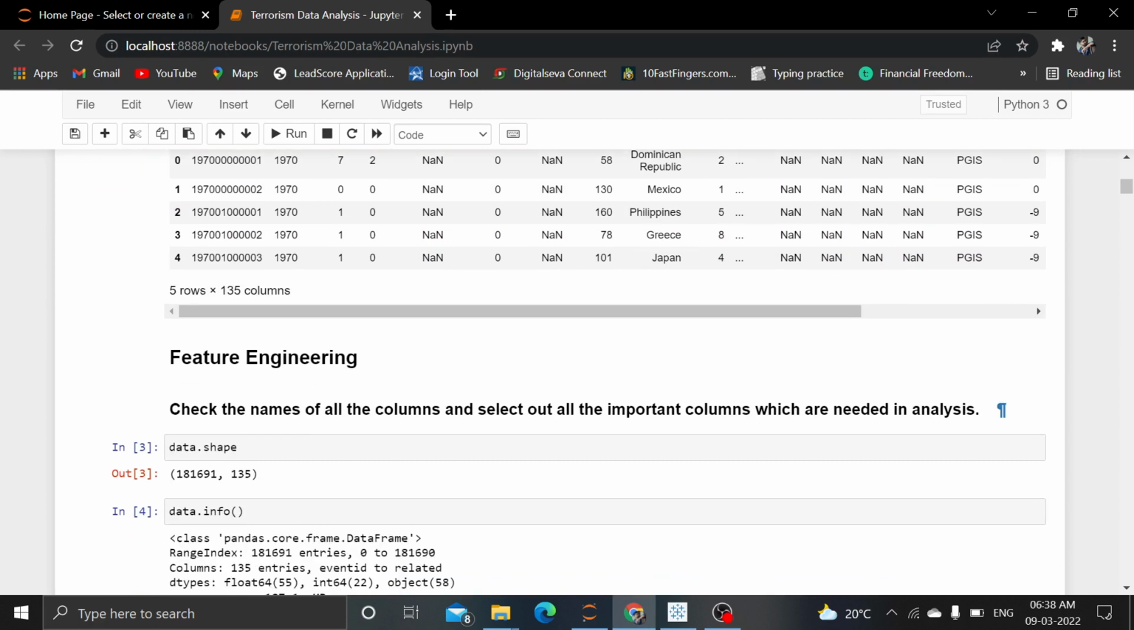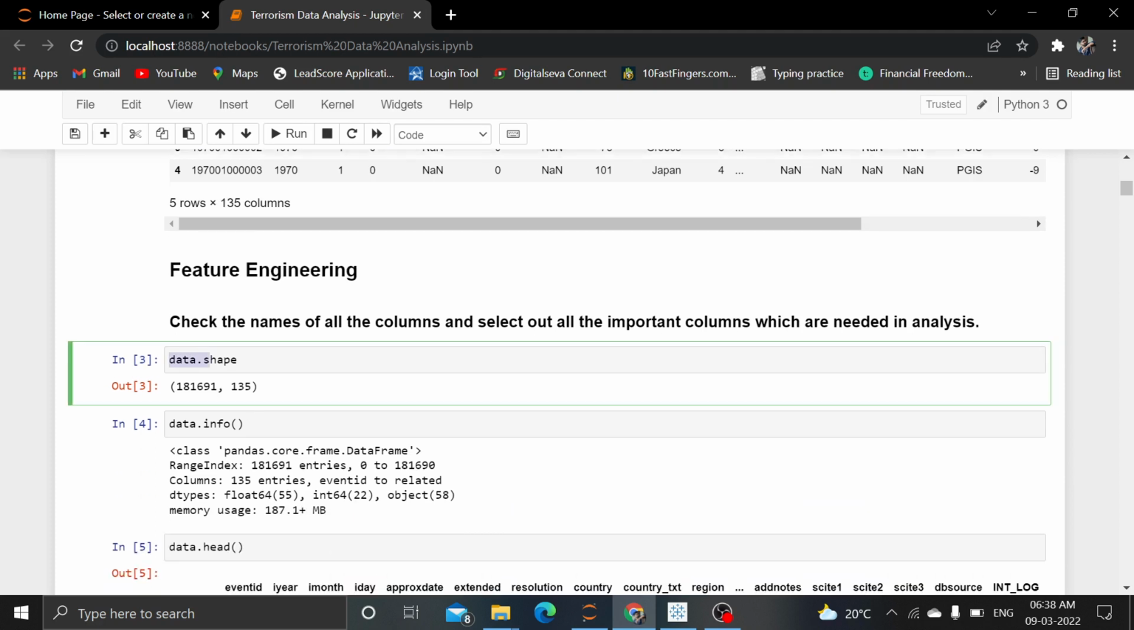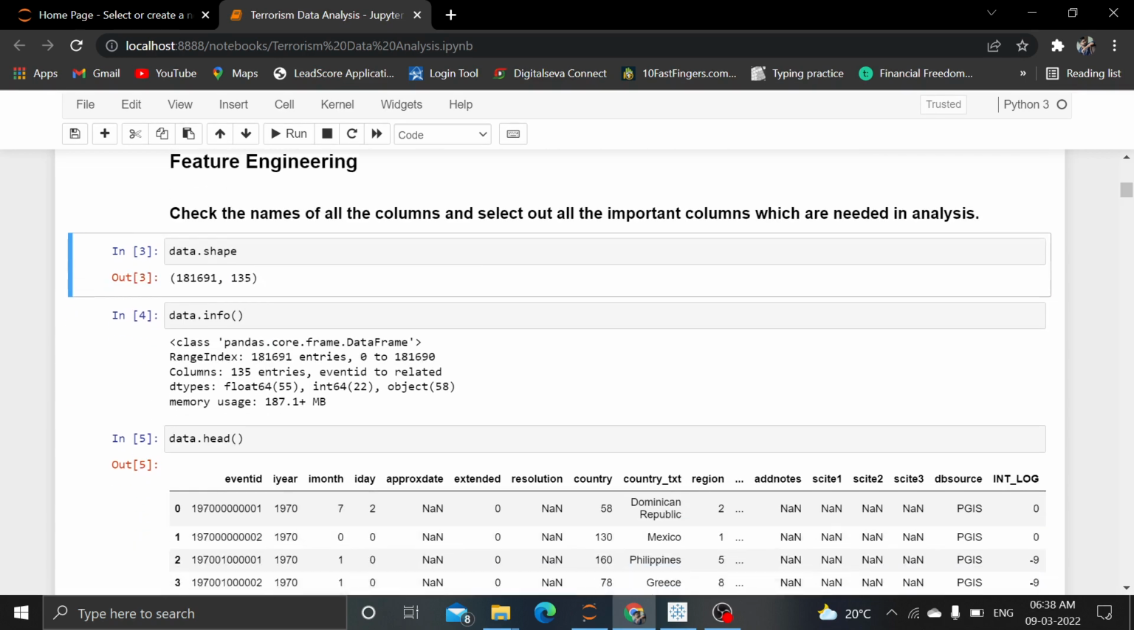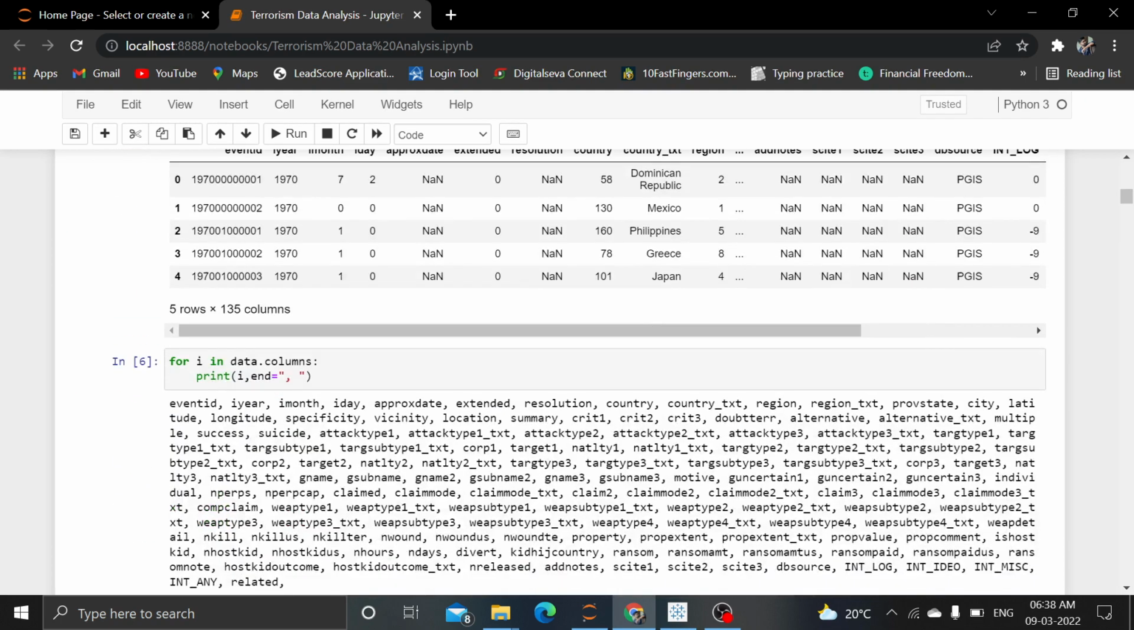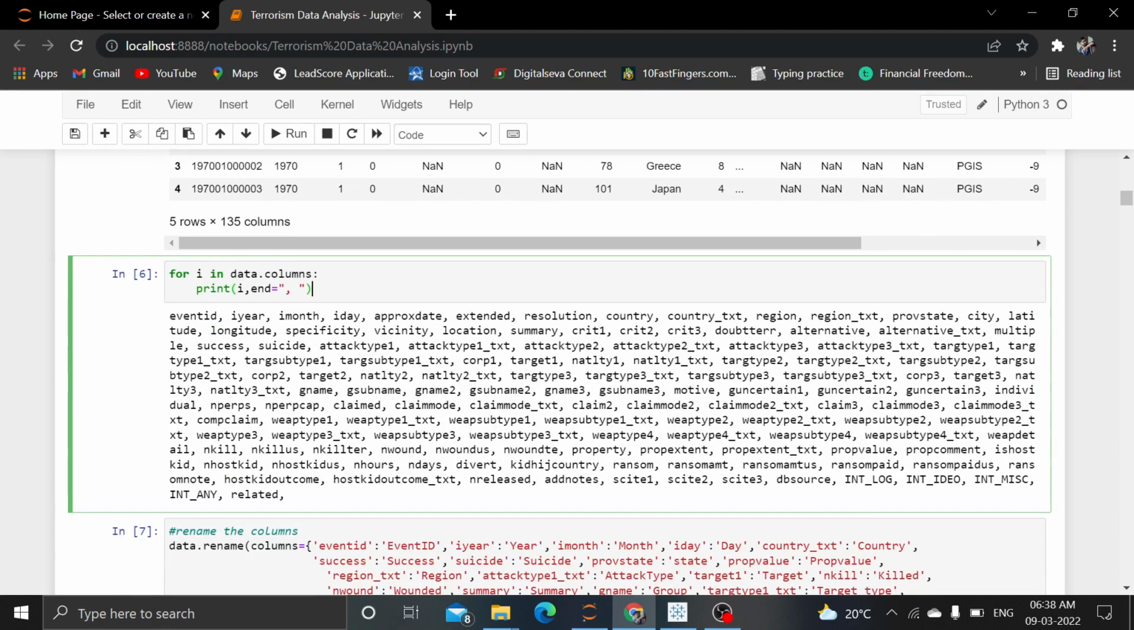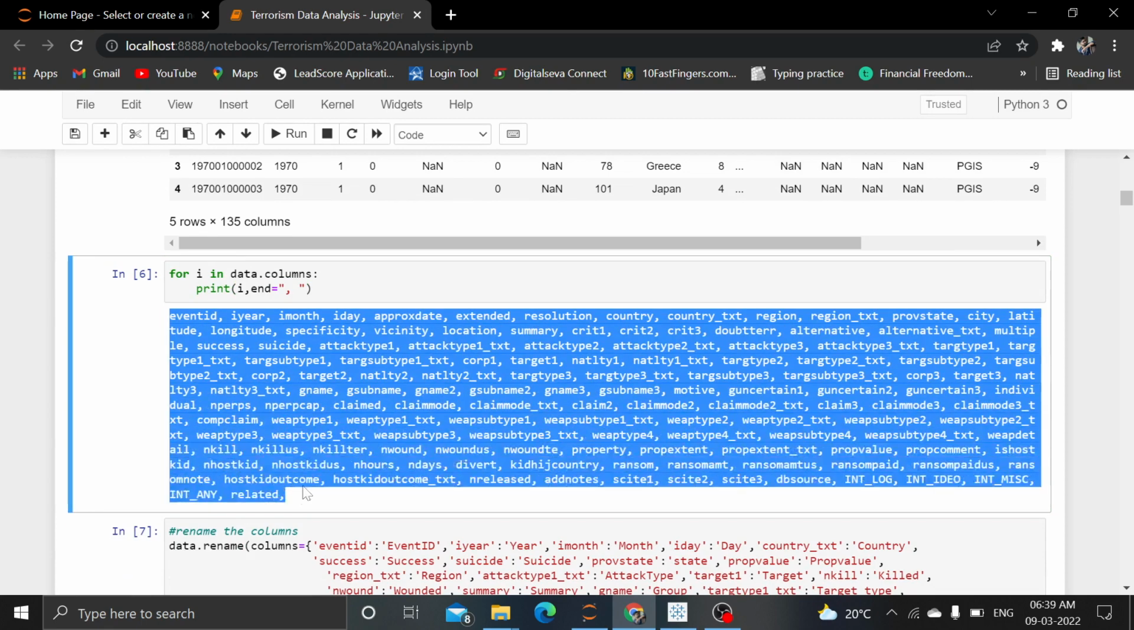Feature engineering steps: check the names of all columns and select out all the important columns which are needed in analysis. We can see that data.shape gives 1,81,691 rows and 135 columns, a huge amount of data. And this line of code retrieves all the column names from the data. We can see that there are 135 column names.